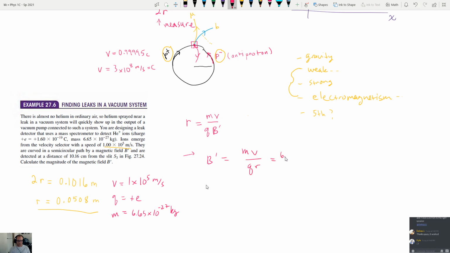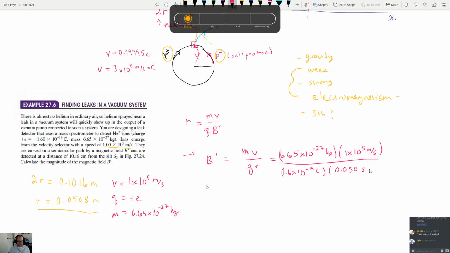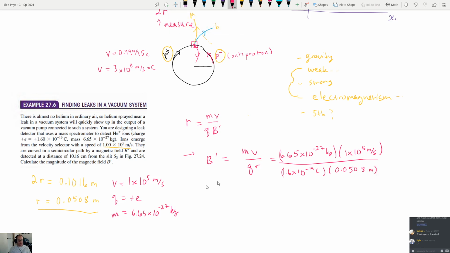It's going to be the mass times the velocity, and then divided by the charge, which is 1.6 times 10 to the negative 19. And then this is multiplied by r, which we said was 0.0508 meters. And now we can check to make sure the units work out.